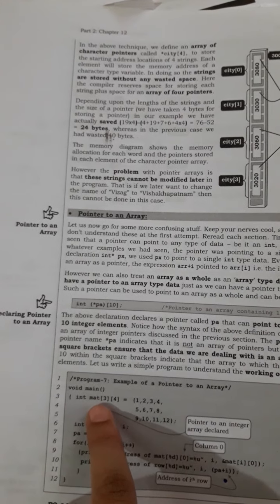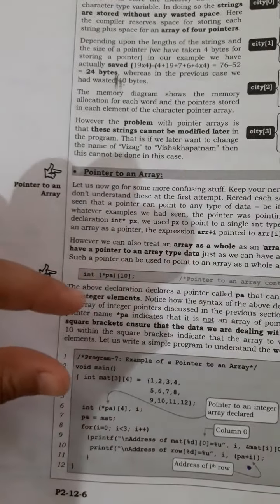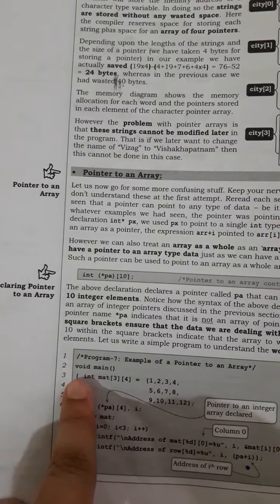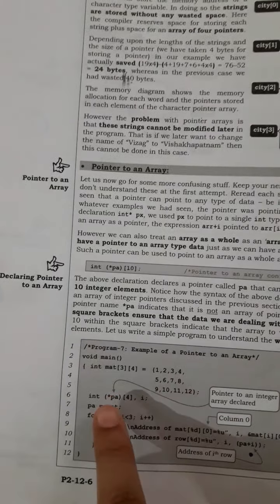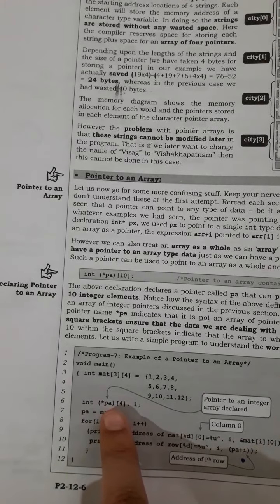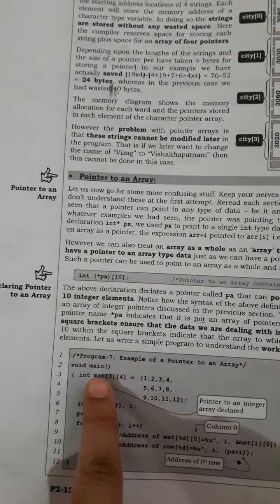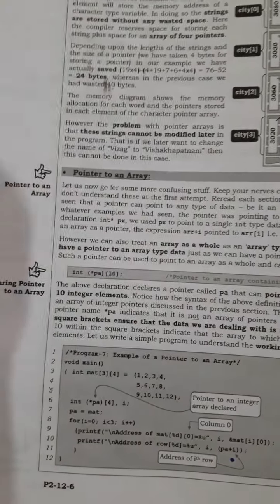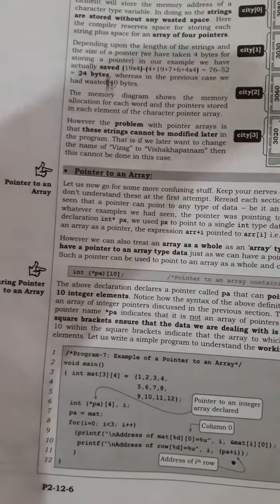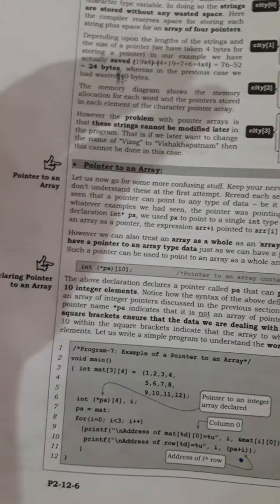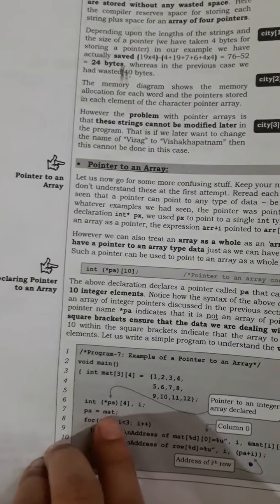Now consider this program. int mat[3][4] is a two dimensional array with 3 rows and 4 columns. mat is the name of the array, and the array contains integer values. These are the values of the array. Now (*pa)[4], pa is the pointer which is indicating this mat array. See, pa = mat. Last day I discussed how a pointer can declare or indicate an array. In this way we can show that a pointer is indicating an array. Okay, pa = mat.